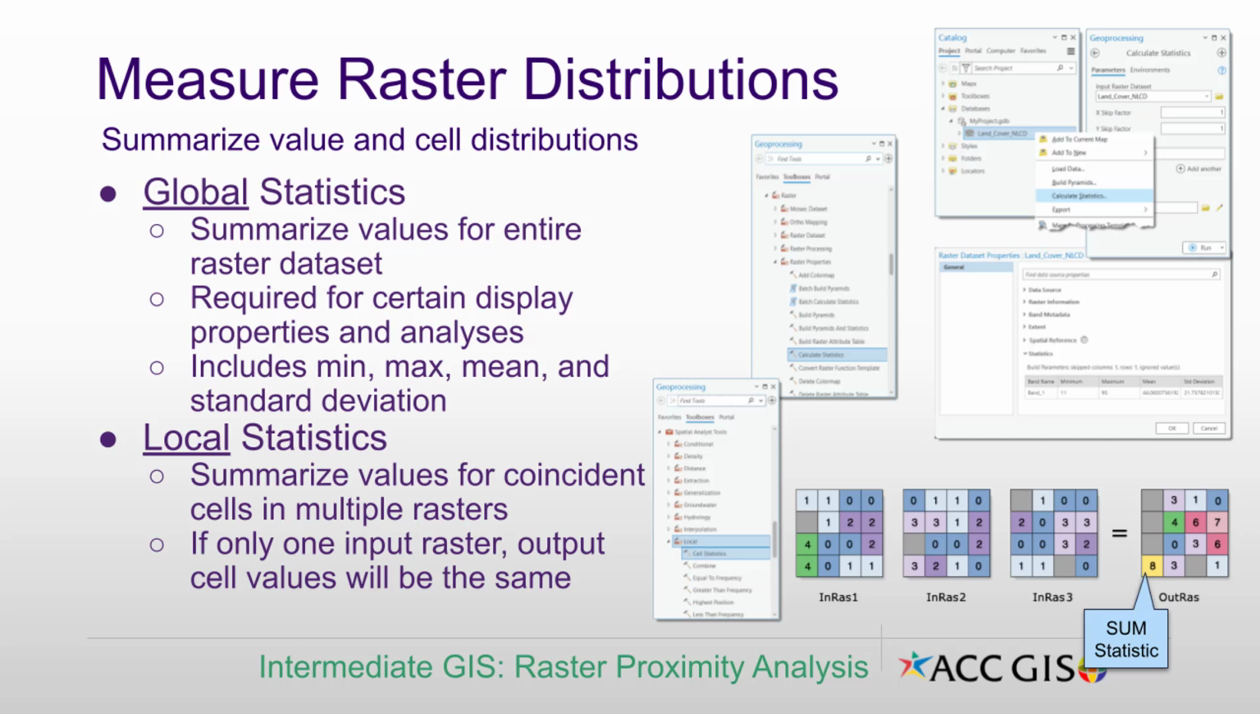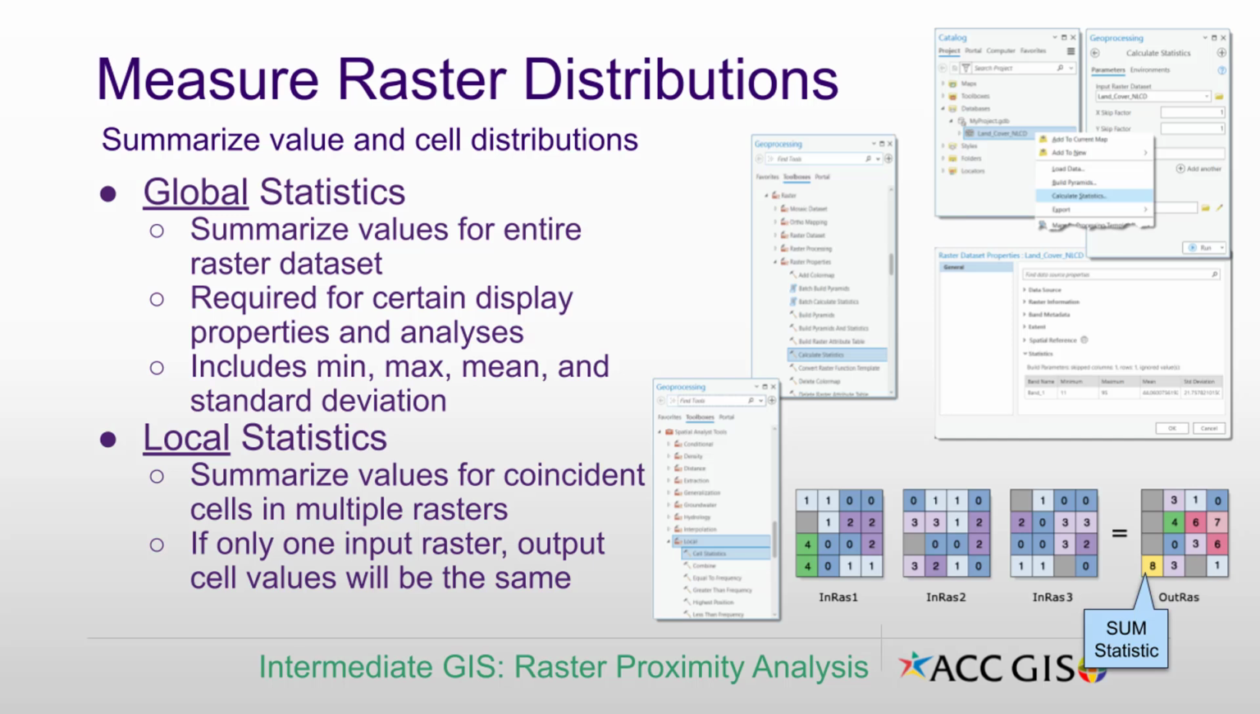While global statistics calculate value and cell distributions for an entire raster data set, local statistics concentrate on an individual cell that is coincident with other raster data sets and their cells at that particular location. So local statistics summarize values for coincident cells in multiple rasters. You can imagine a bunch of rasters stacked on top of each other, and where there's a column of cells, you can calculate the statistics for that column. But if you only have one input raster, the output cell values will all be the same.